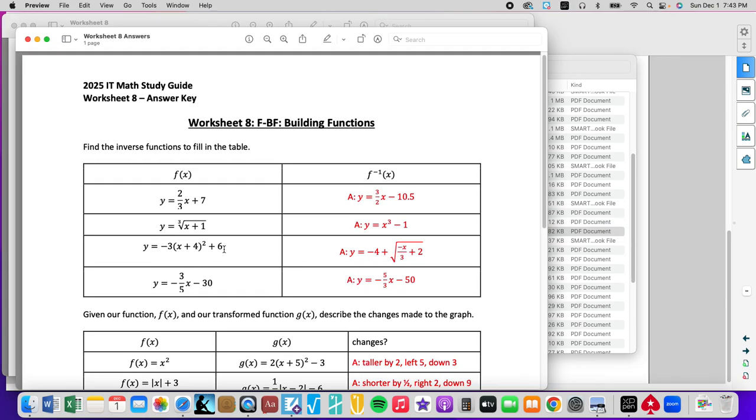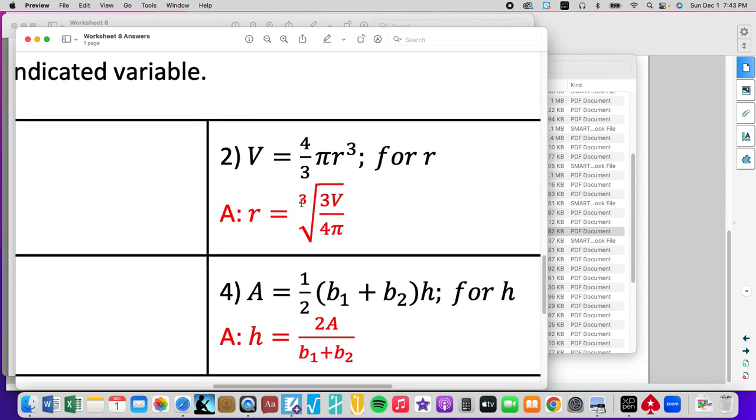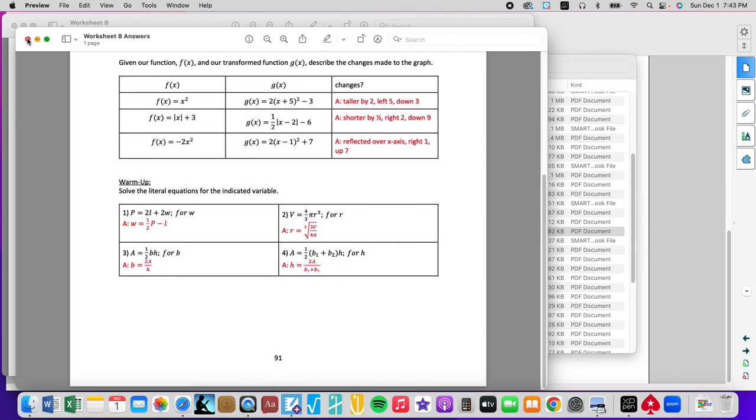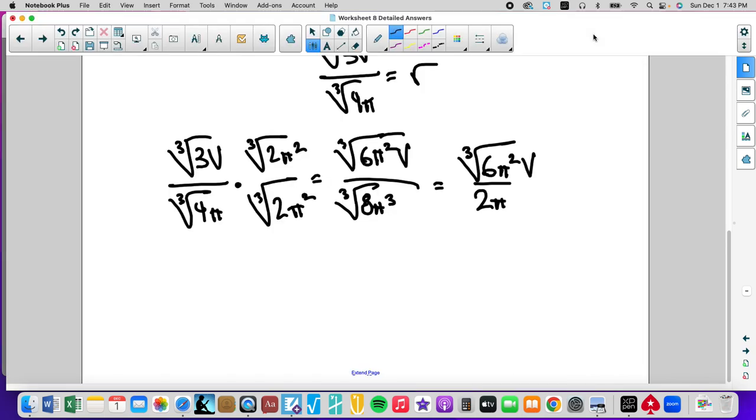What? Oh, no. Warm up. That's only a warm up. No, that is wrong. That is so wrong. You can't have a radical in the denominator. That is so wrong. Bad answer. Bad answer, academic decathlon. You have to rationalize.